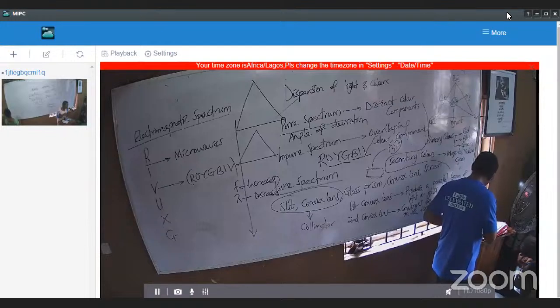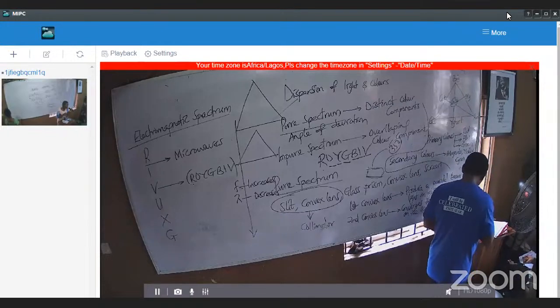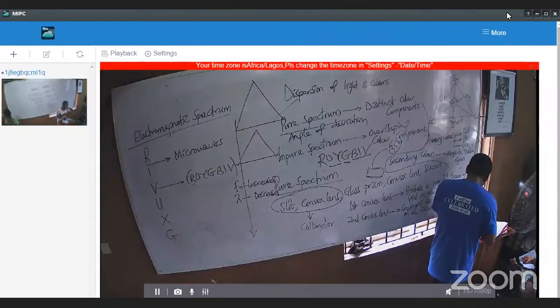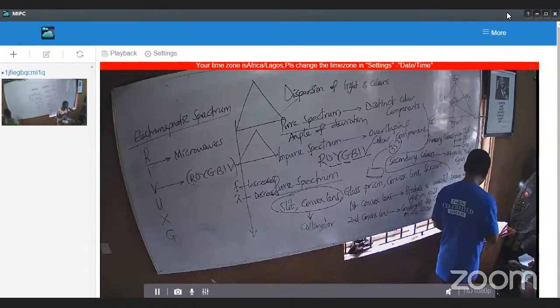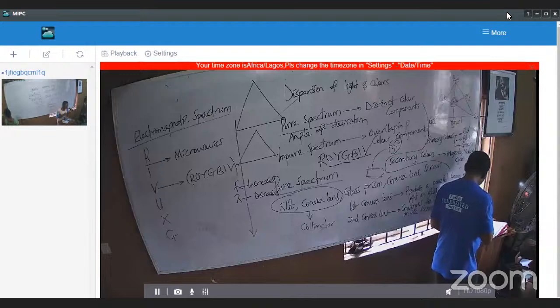Right, next question. A piece of cloth appears green in sunlight. When held in red light, it will appear.